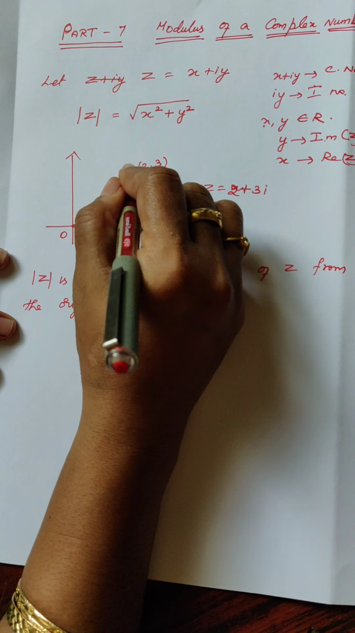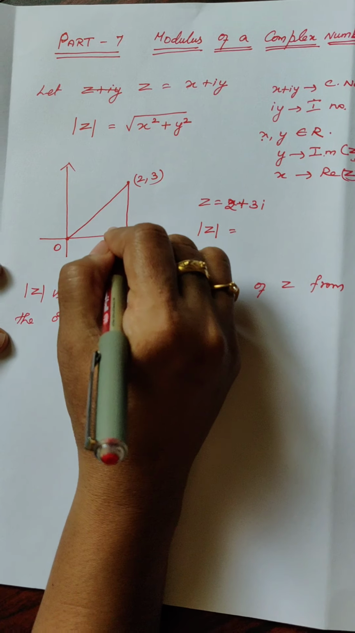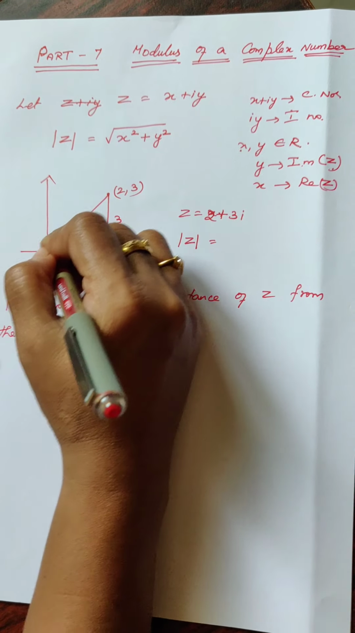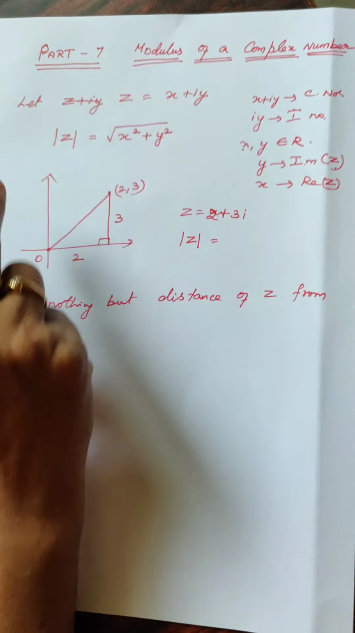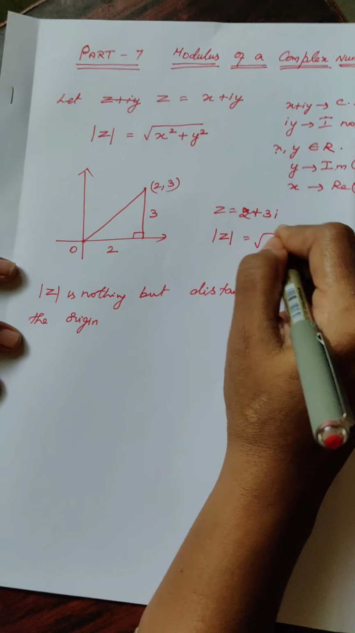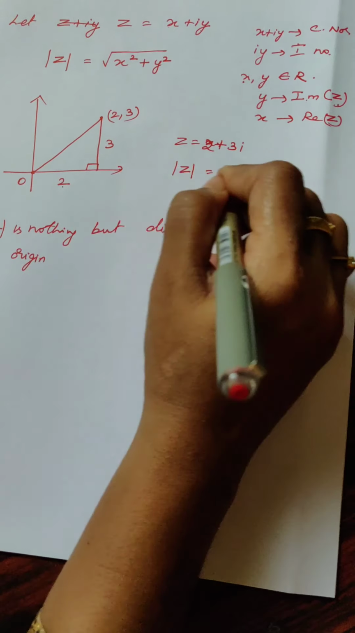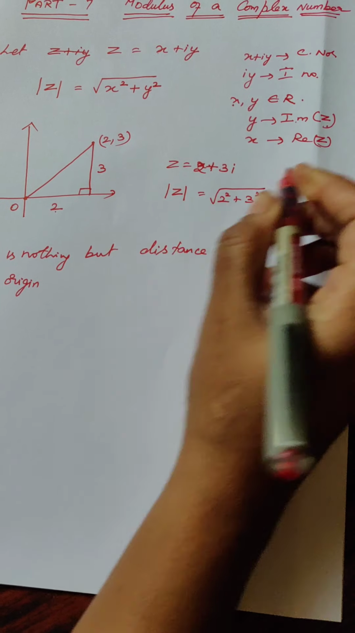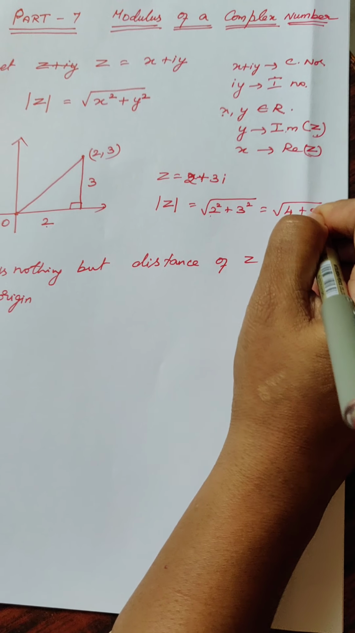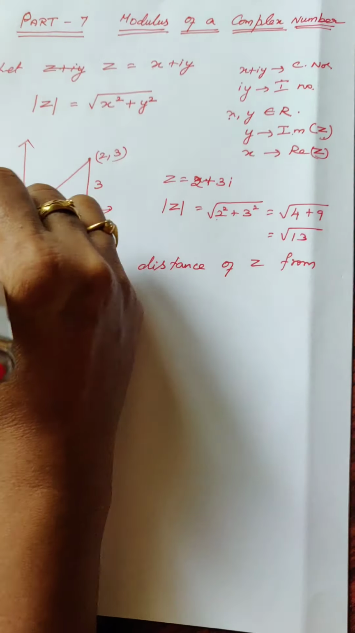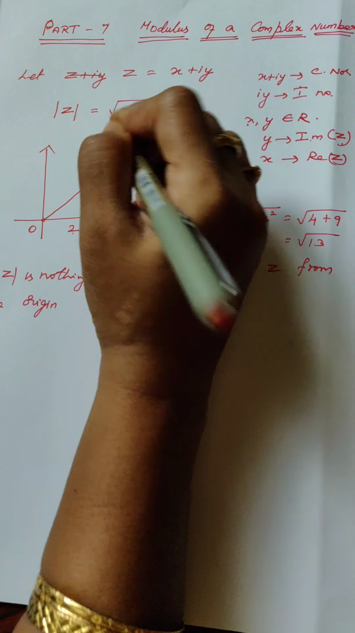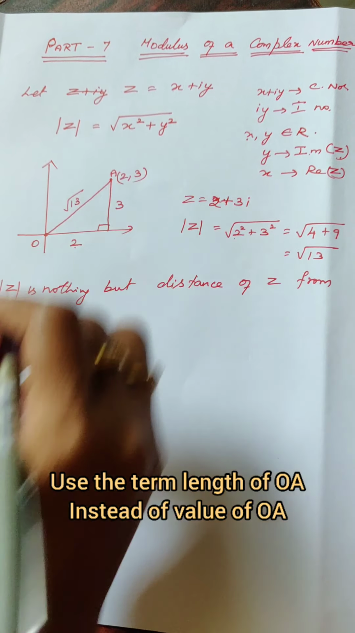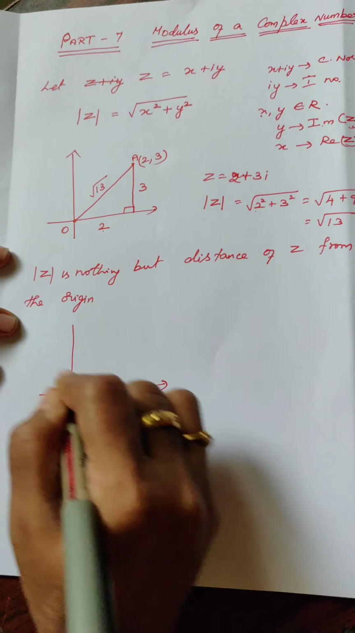Suppose it is 2, 3. I am going to draw the perpendicular, and this is a right angle triangle. So this distance is 2 and this distance is 3. The hypotenuse is nothing but the modulus of z. How will you find the hypotenuse? Root of 2 square plus 3 square, like in the real number system, which is equal to root of 4 plus 9, which is equal to root of 13. So the value of OA is root 13.